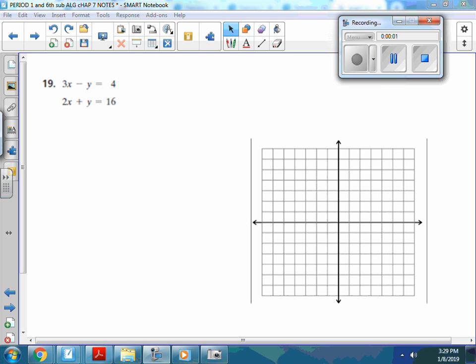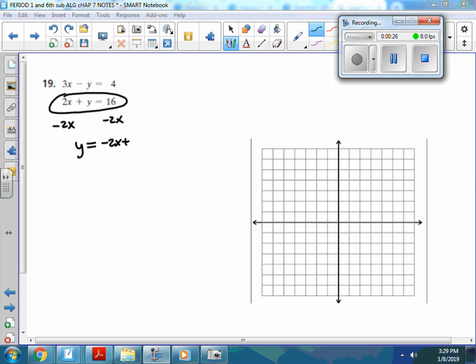Okay, now let's look at number 19. You can see neither equation has a variable by itself. We have to get one of the variables alone first. I would get this equation with the variable by itself, and we're going to get y by itself. So if we subtract 2x from both sides, our new equation is going to be y equals negative 2x plus 16. That's the trick right there.